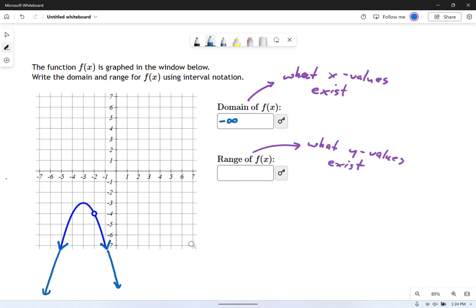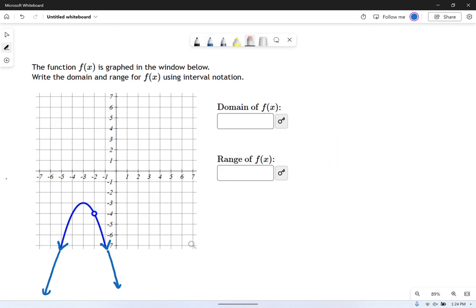There's only one exception. This annoying little hole in the graph right here. It's called a removable discontinuity, right there. That is like a speed bump that we've got to say, well, yes, the x values exist everywhere except right here. Okay, so this is the exception.